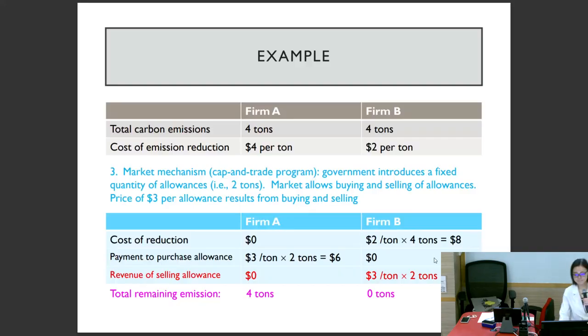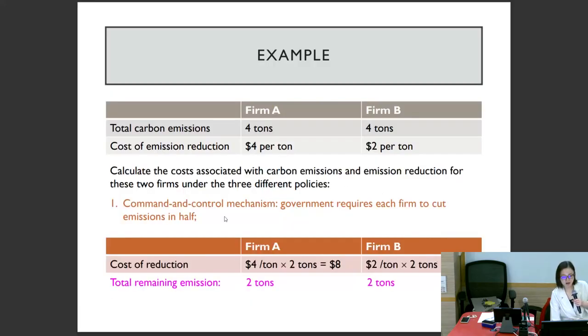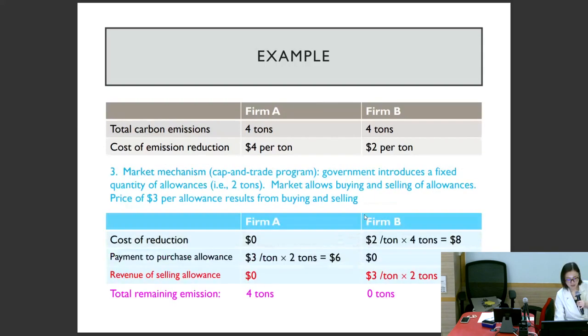All right? So by comparing these examples, we can see that for command and control, the cost implication will be the highest. And it also means that there will be some economic impact to the society. And for the cap and trade system, the most cost-effective technology, the cheapest technology, will be utilized first. And yeah, the allowance will be sold in the market.